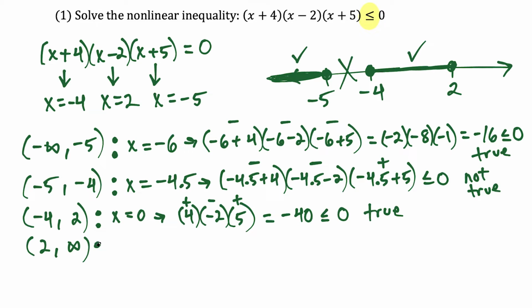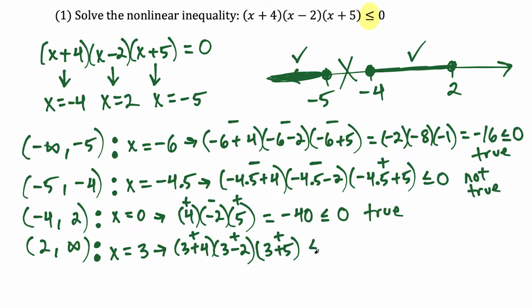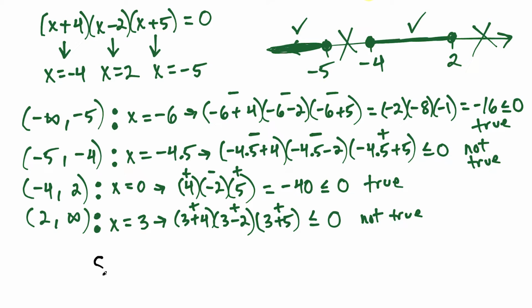And now for the last interval, from 2 to infinity, we could plug in something like x equals 3. So we plug in, we're going to have 3 plus 4 times 3 minus 2 when we plug in x equals 3 to the next factor, and then we have 3 plus 5. And notice here that we have a positive number times a positive number times a positive number. So will that product work out to something less than or equal to 0? No, this one here is not true, which means that the numbers from 2 to infinity are not part of the solution set. So now let's write down the solution.